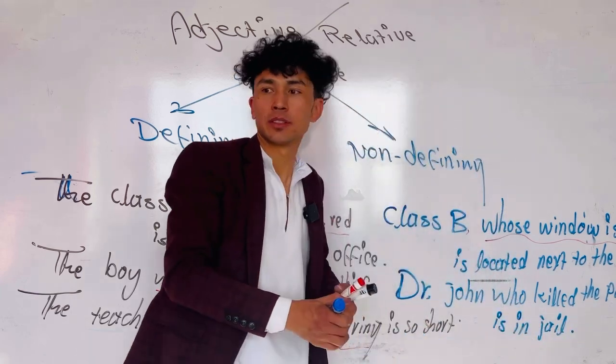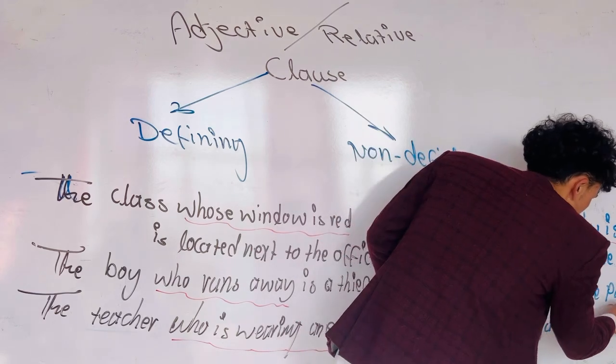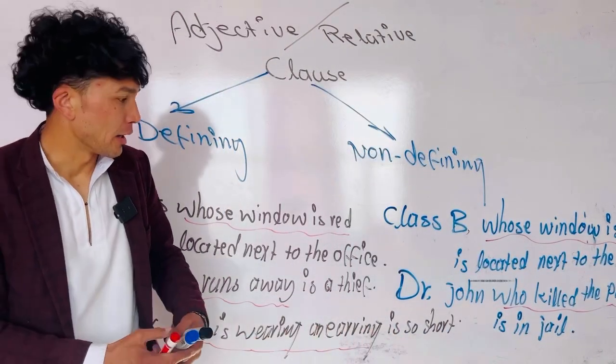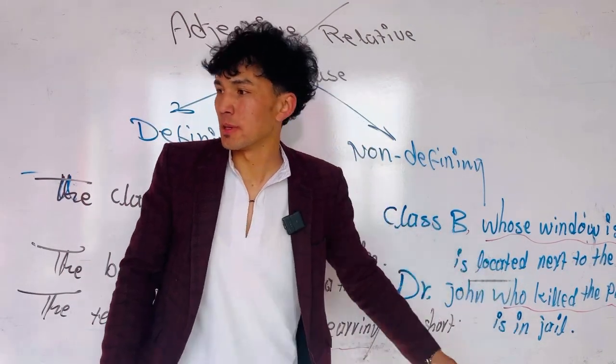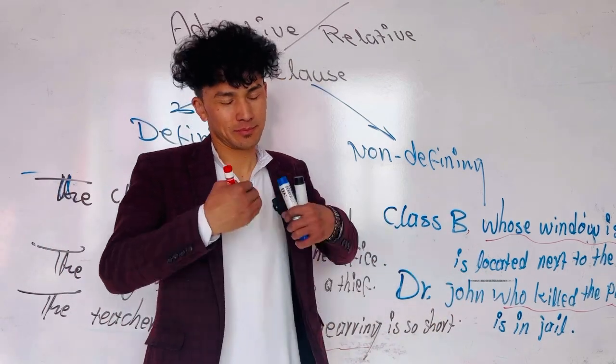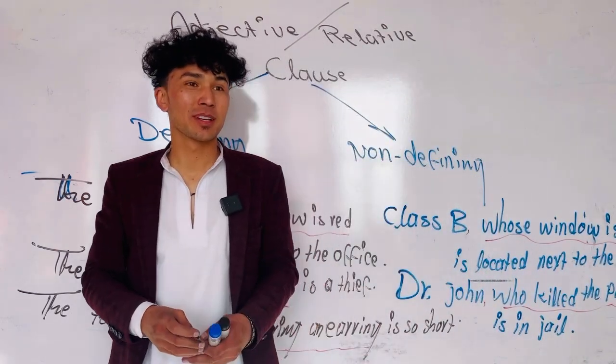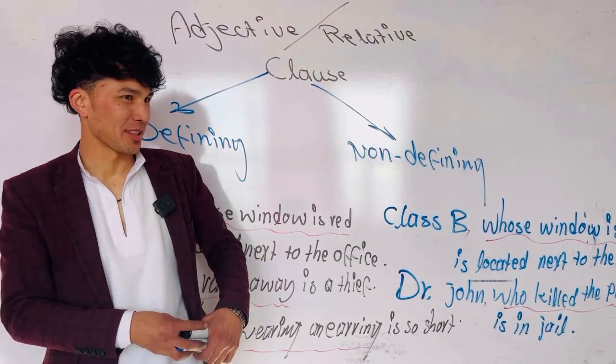Okay, Dr. John, which part is the adjective class? Who killed the patient. Now, Dr. John is in jail. Does that make sense? This is clear. So the information is what? Extra. That is all. Commas are necessary in this case. So that is all about adjective classes. I hope you learned something.